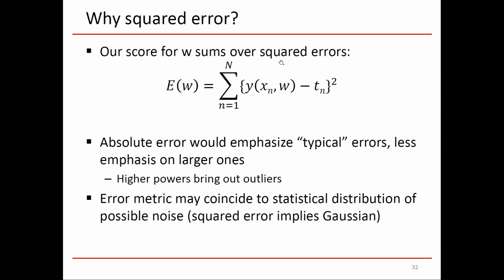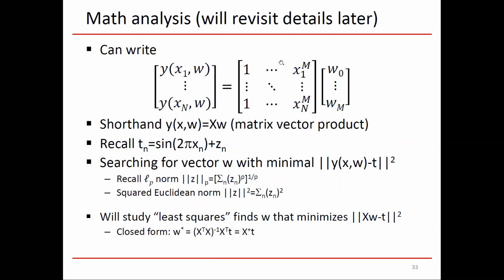Okay, but this is just a comment, and we're going to be revisiting this type of idea over the next few weeks. So, the math analysis, and again we'll revisit the details later in the course. We could write y as a function of the first location, x1, and the weights, up to y as a function of the last location, xn, and the weights. This is a column vector, and we can express it as a product of the powers of x1: x1 to the 0 is 1, x1 to the 1 is x1, up to x1 to the power of m. That's in row number 1, multiplied by the weights, w0 up to wm, in the column vector to the right of the matrix.